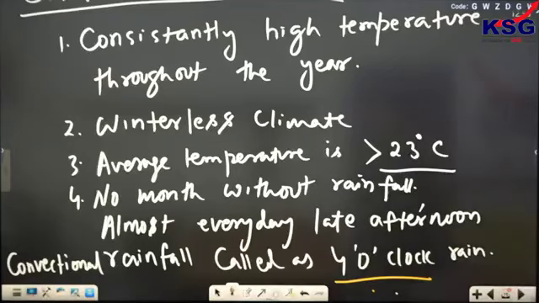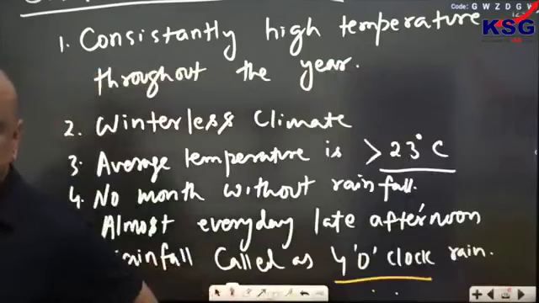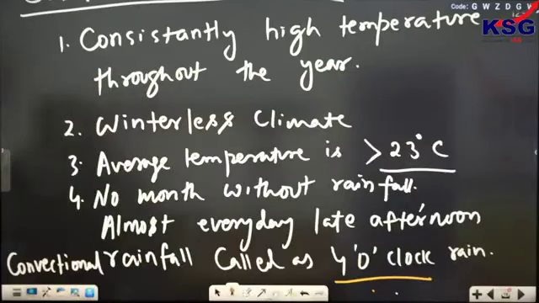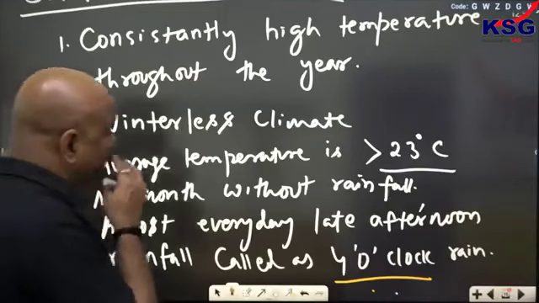4 o'clock rain. Consistently high temperature throughout the year. Winterless climate. There is no winter in this climate. I said average rainfall, average temperature is more than 23 degrees Celsius. No month without rain. Almost every day late afternoon rainfall. Convectional rainfall. What type of rainfall? Convectional rainfall. Called as the 4 o'clock rain.